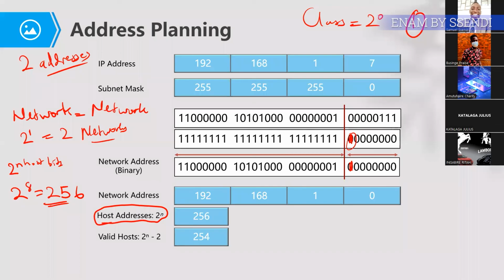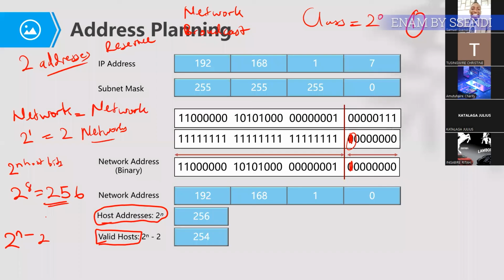There are 2 addresses we do what? We reserve, right? We reserve which address? The network address and the broadcast address. That's why, to get the number of valid hosts which can be connected on this 1 network, our formula would now be 2 to the power of the number of host bits minus 2.